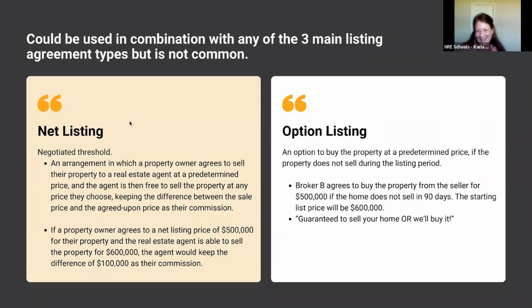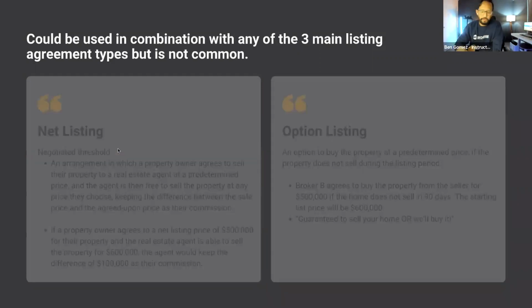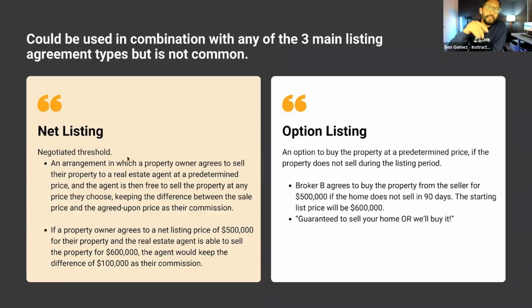See, Eugene put it in. Yeah. So that is a net listing. This isn't super common either. This is if you can get me at least X amount of dollars, anything over that you keep. That is a net listing. That's what that is.